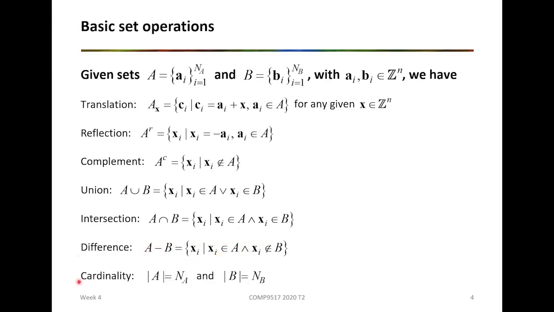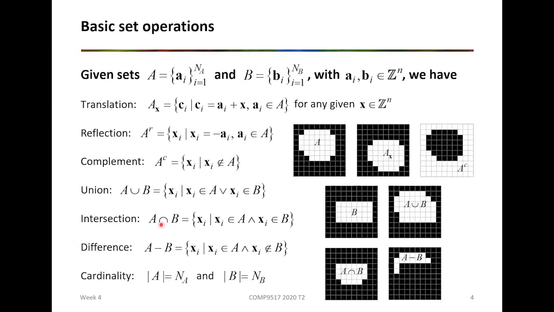And finally, the term cardinality is often used in set theory. It's written like this, and that is simply the number of elements in the set. So the number of coordinates, the number of pixels in our case. So that would be NA for set A and NB for set B, as I already used in these expressions.